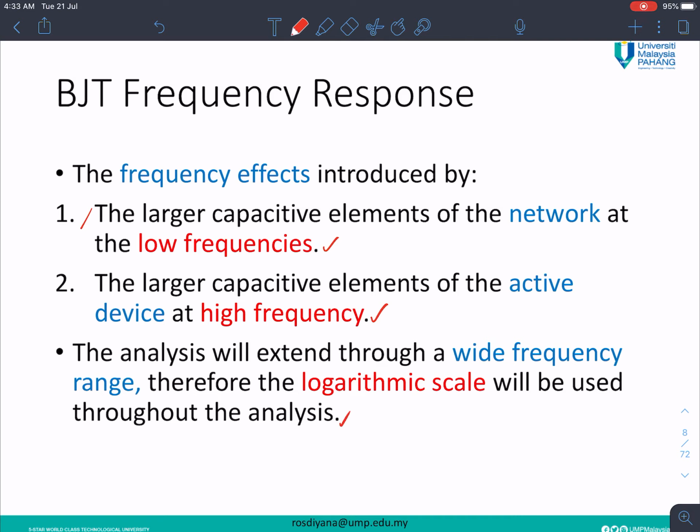Okay, you have to remember these two things. For the low frequency, it is because of the capacitive elements of the network, and for the high frequency, it is because of the larger capacitive element of the active device.